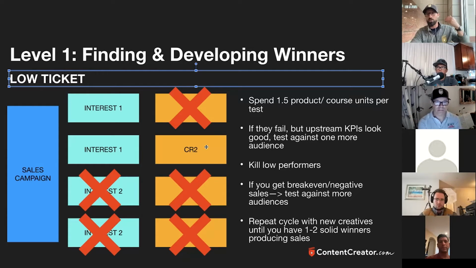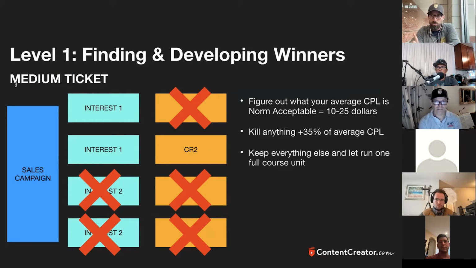And then let's bring in interest 3 and run both of those against it. Just test a new audience too. So I'll show you guys that in a second. But here's one interesting thing, especially when it comes to medium or higher ticket offers. So we'll use 30-day content strategist, perfect example.